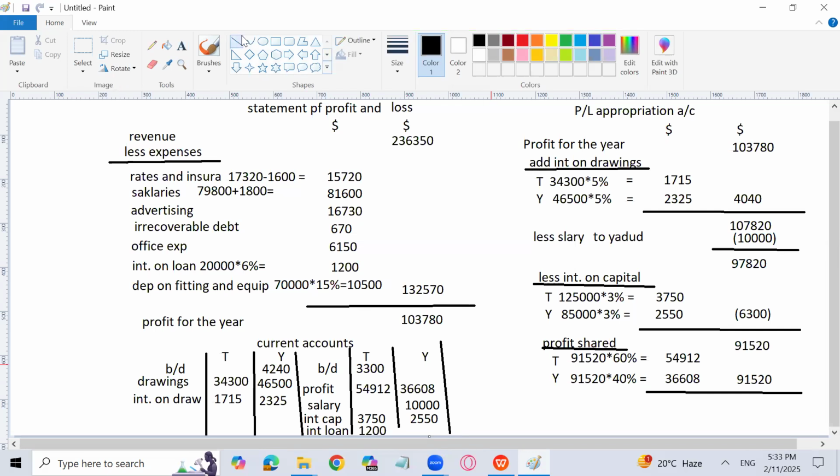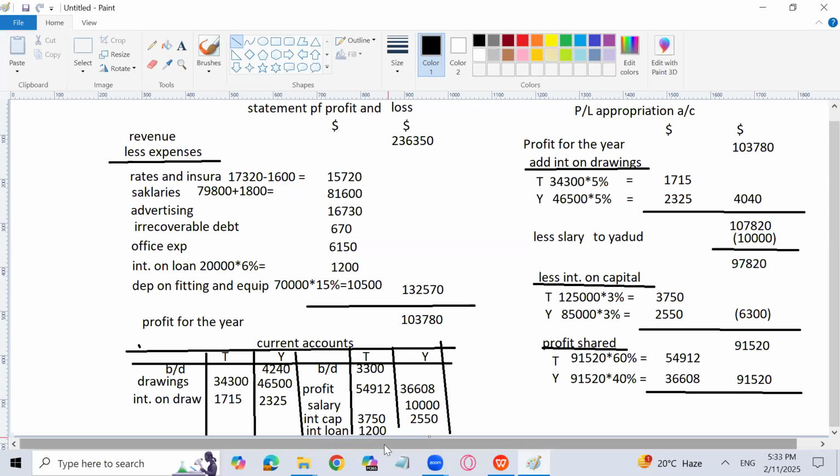So although the current account was not required, I have still prepared the current accounts. You know what the reason was? Because I want to show the interest on loan part, because sometimes it becomes difficult for students that interest on loan is not a part of the appropriation. It will come under the heading of expenses, but it will also come on the credit side of the partner's current account. Okay. So this is how we are done with this question.